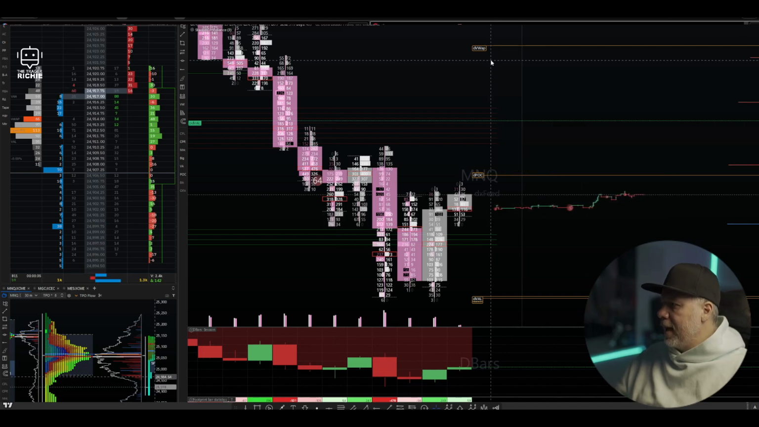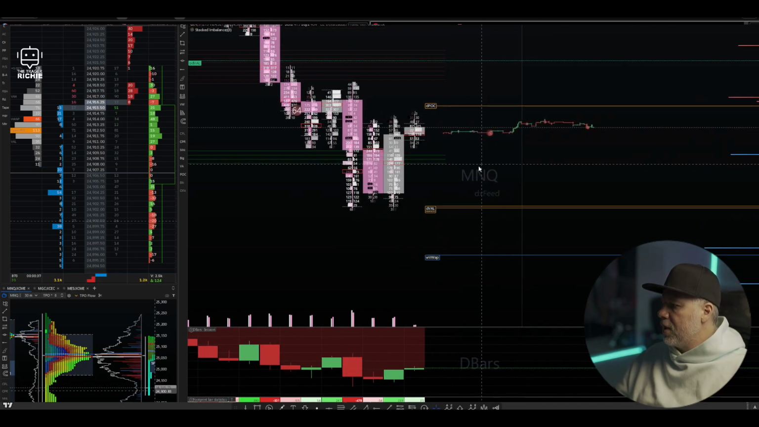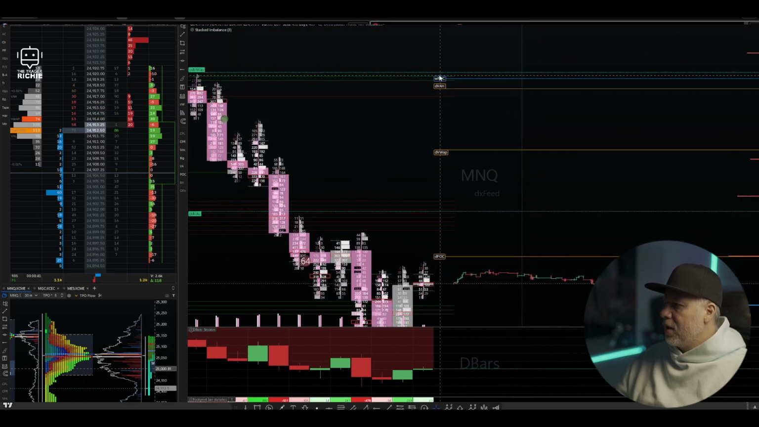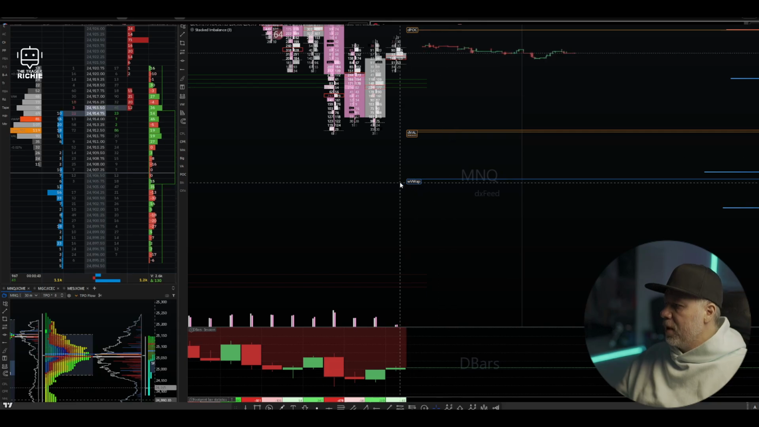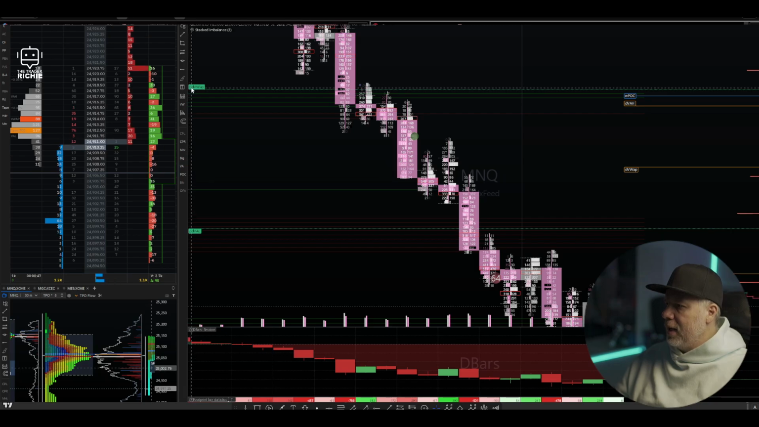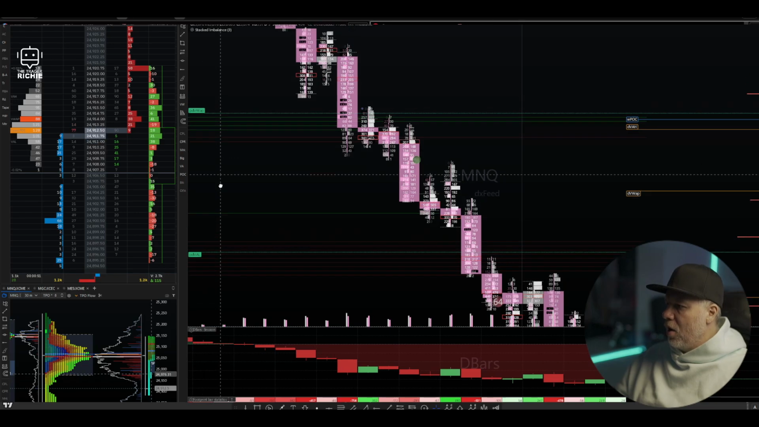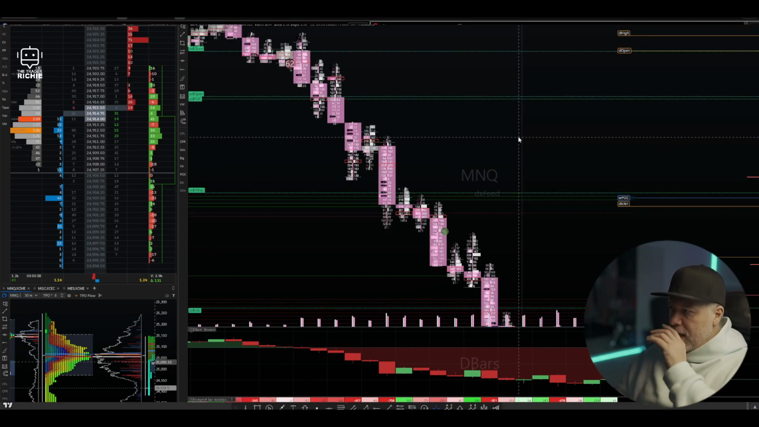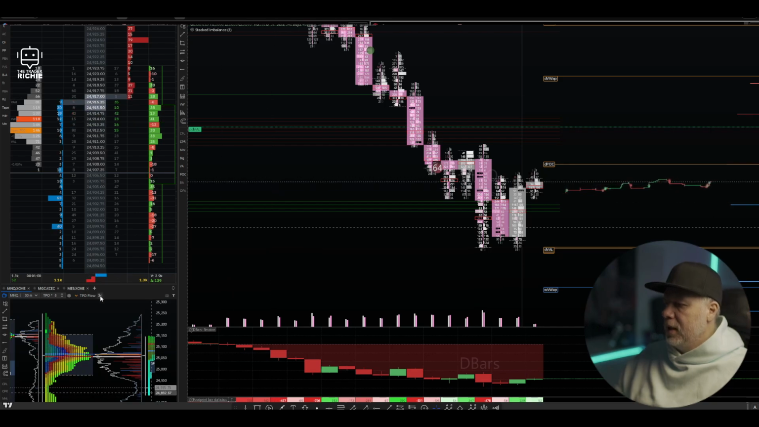It's also got daily VWAP. It's got the value area low, value area high. It's got the weekly point of control, the weekly VWAP. Over here we have the previous day VWAP and the previous day value low, and also the previous day point of control and open. So as I said, there's a lot going on on that screen.